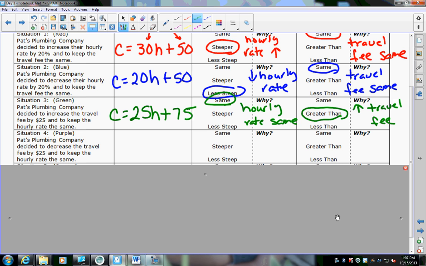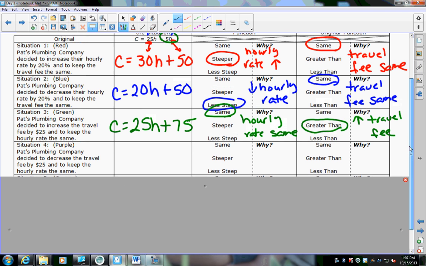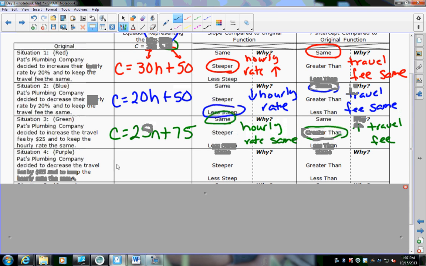The next one they talked about doing, they want it in purple. I don't have a purple on my magic board, so I'll just use black right now. It says Pat's Plumbing Company decided to decrease the travel fee by $25. But the hourly fee is going to stay the same. So again, my 25H stays the same. The travel fee decreases by 25. So 50, it decreases by 25, so it goes down to 25. So now we need to go back and graph that one.